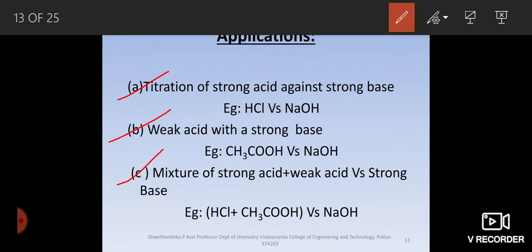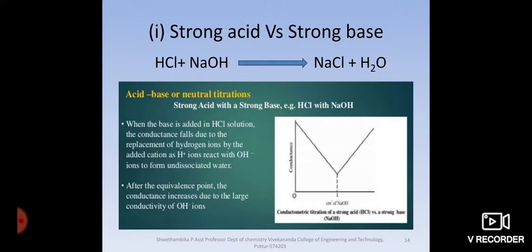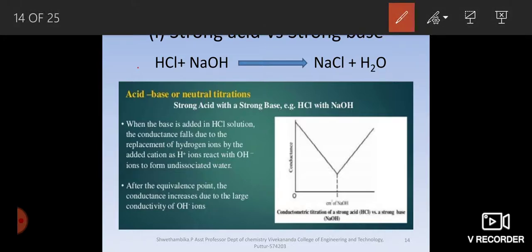Third one is a mixture of strong acid with the weak acid. That is HCl with the acetic acid, which is titrated against a strong base, sodium hydroxide. In fact, this case we have done in the lab as conductometric estimation. Now let us see one by one the three cases. First case is reaction or titration between HCl and NaOH. So predicted product as per the equation is this, that is HCl plus NaOH would give NaCl plus water.